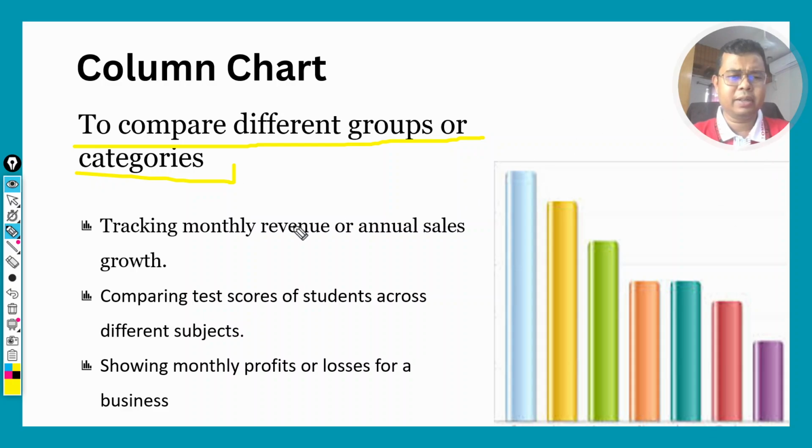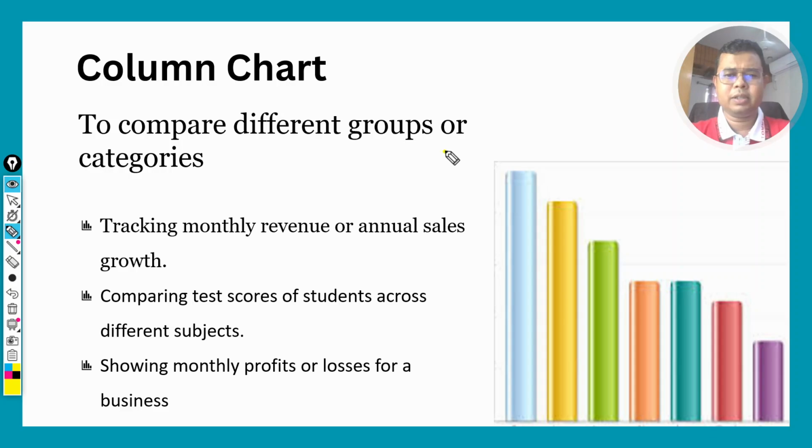So the examples are also the same. Here I mentioned three other examples: tracking monthly revenue or annual sales growth, comparing test scores of students across different subjects, and showing monthly profit or loss for a business. So these are for the column chart. In this case, these are all just for example purposes. It doesn't mean you always need to follow this. When you work in an industry, you will have lots of problems, and step by step you will learn what graph you should present.